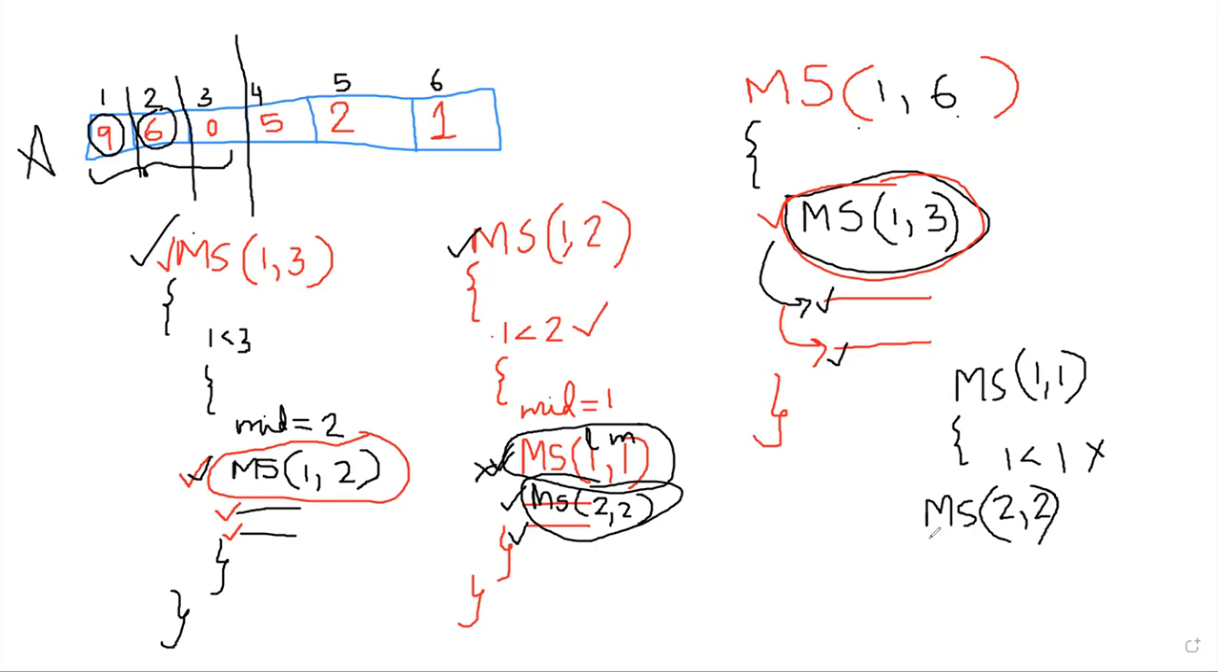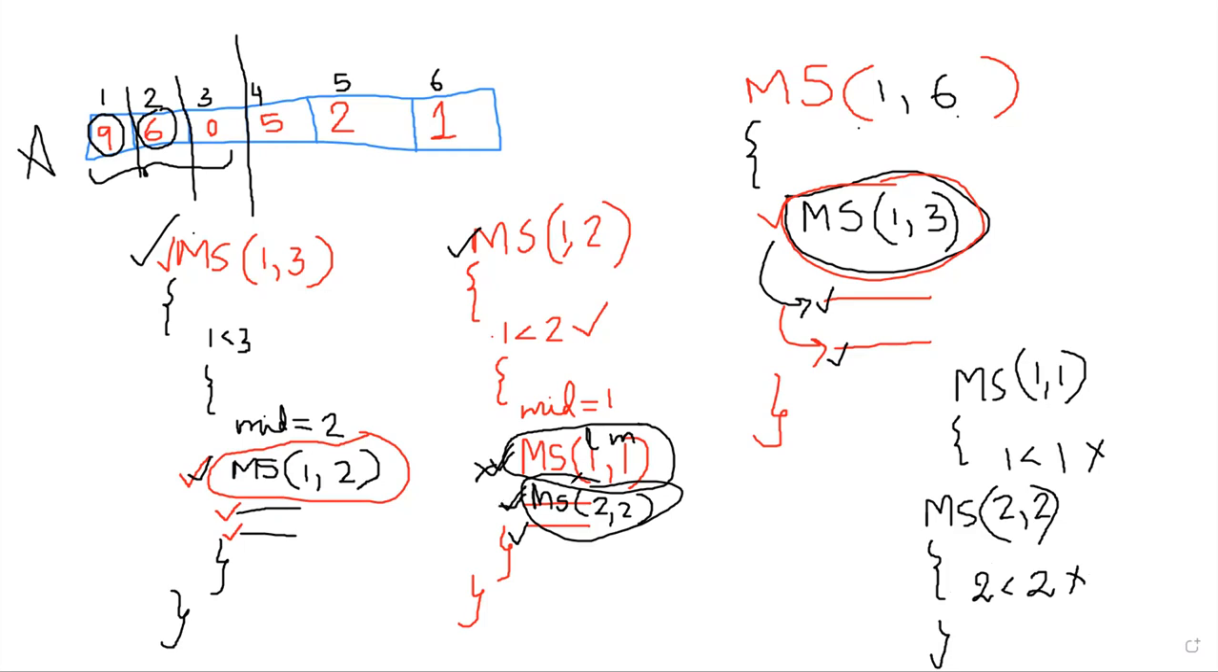MergeSort 2, 2. And what happens? The low value is 2, the high value is 2. So the first if condition, low is less than high, is false. Why is the condition false here? Because your array contains only a single element. That single element is already sorted. No need of applying any sorting algorithm there. This function has already completed its task, so it returns its value here.